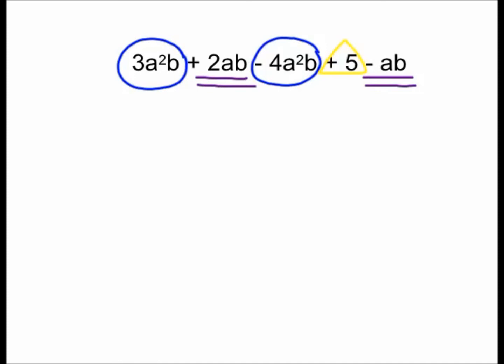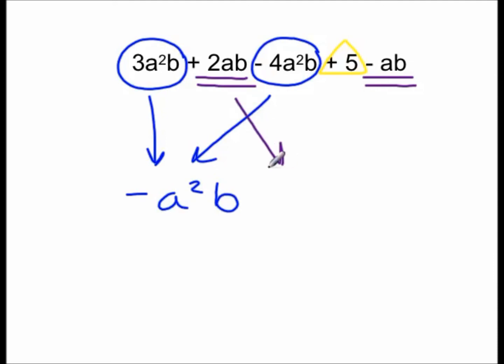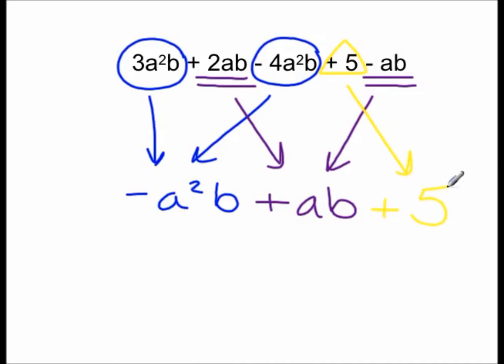Okay, now that we've identified, it's time to combine. So remember how I rearranged the fruit so that they're all together with the same kinds of fruit. Now we're going to rearrange the terms so they're with the same kinds of terms. So 3a squared b and minus 4a squared b, we combine those, we get minus a squared b, because 3 minus 4 is negative 1. Now let's combine these purple ones, 2ab and minus ab, and we'll get ab, because 2 plus minus 1 is 1. And this 5 just comes over here. 5's got nothing to combine with, he just stays the same.